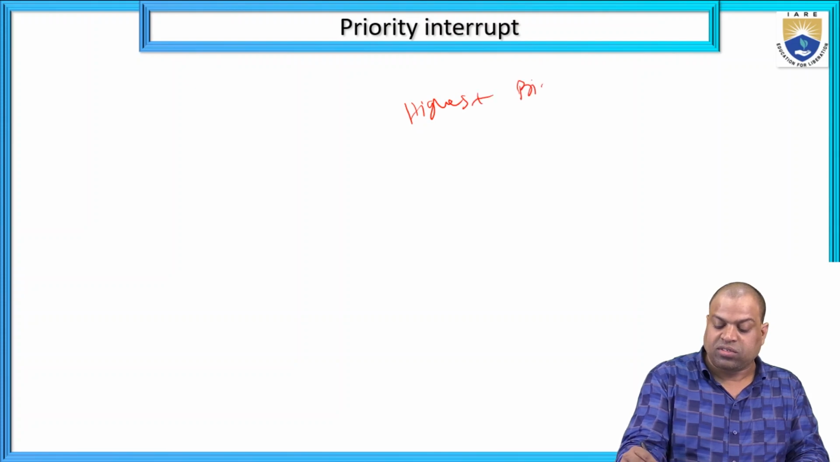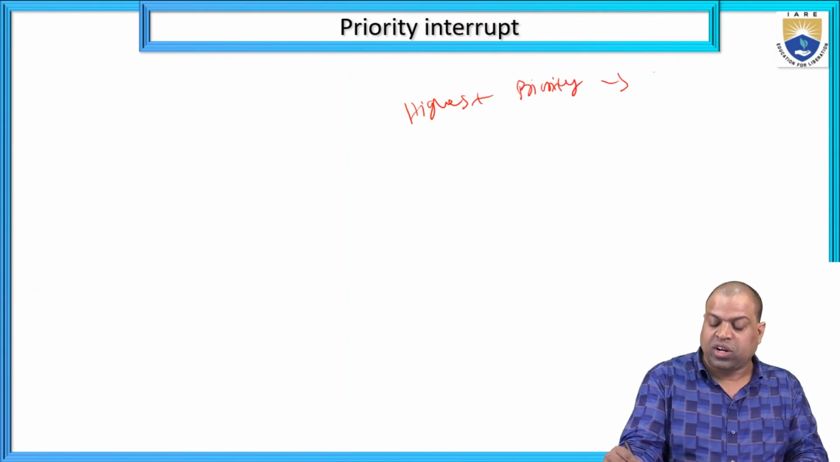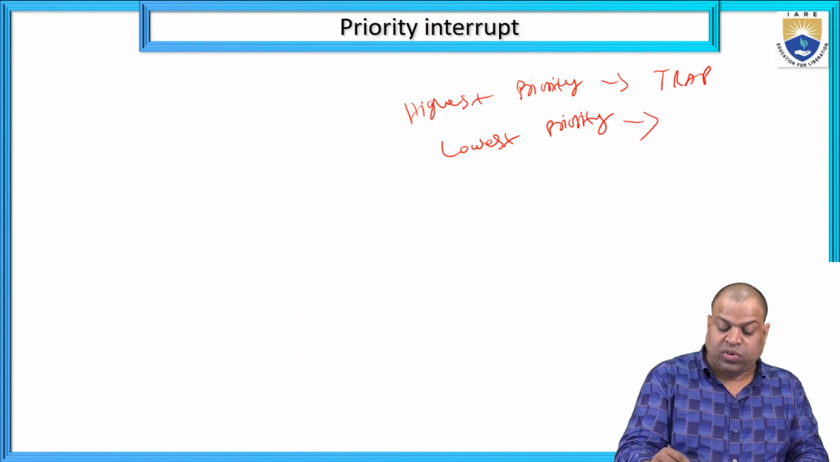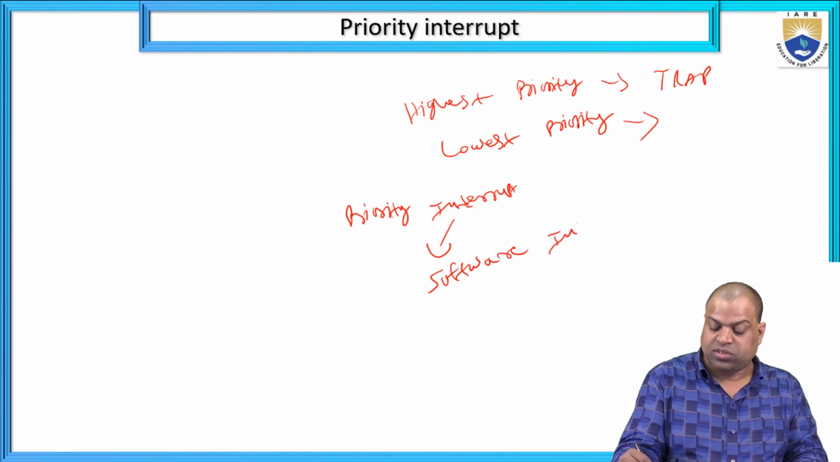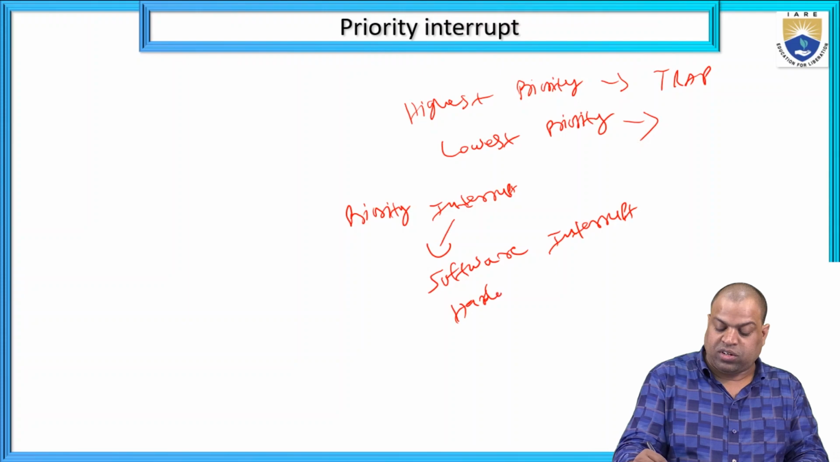Highest priority we are calling a trap, for example. Lowest priority is there. So the priorities are of two types: priority interrupt, software initiated interrupt, and hardware initiated interrupt.